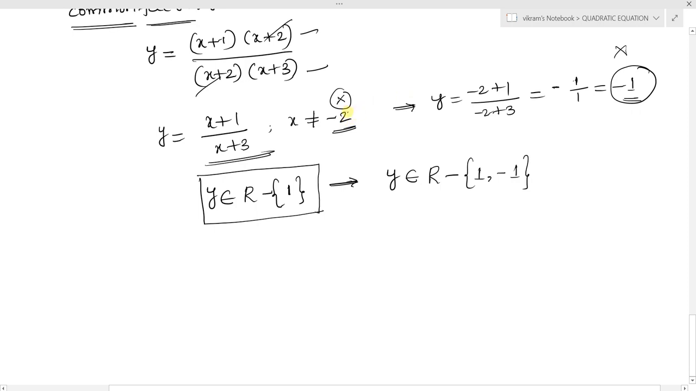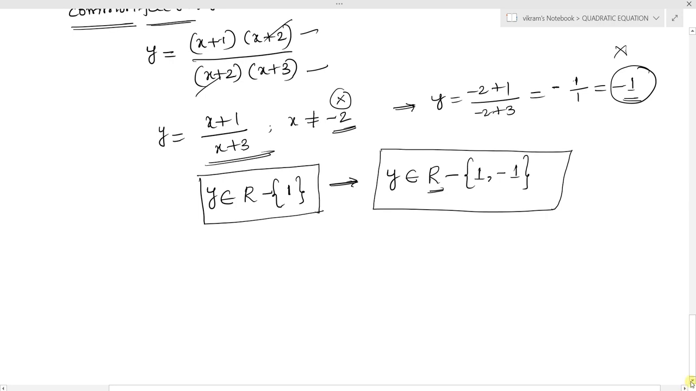So x equals minus 2 is our input, and whatever value we obtain by substituting x equals minus 2, that output is also not our requirement. Then we need to remove it from the range. So what is our required range for the given function? y belongs to R minus 1 comma minus 1. From the total real values, 1 and minus 1 have to be removed. I think now you understand how to solve if the functions have a common factor.